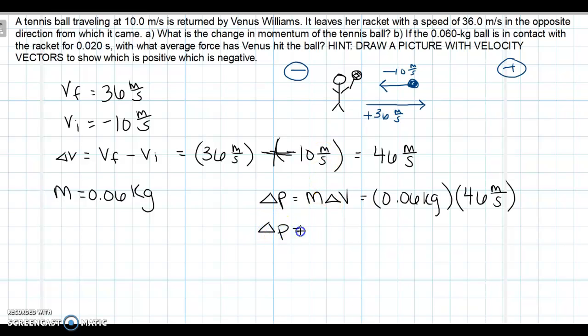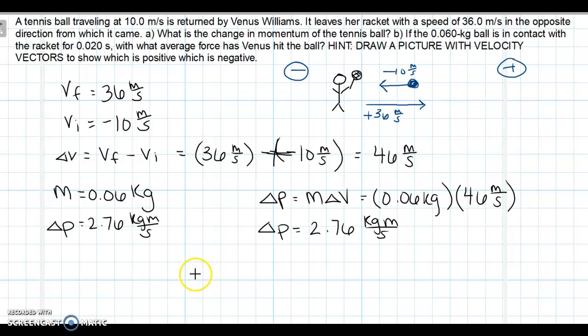Now we can just do the math and solve for that change in momentum. Let me break out my calculator: 0.06 times 46, and we should get 2.76. What are we solving for? We're solving for the change in momentum, so this is going to be kilogram meters per second. I'm going to add that into my list of stuff that we know: the change in momentum is 2.76 kilogram meters per second. And I'm going to jump to part B of this question.